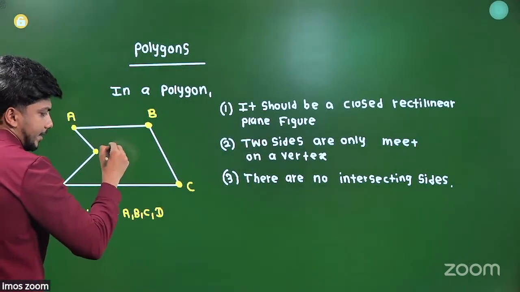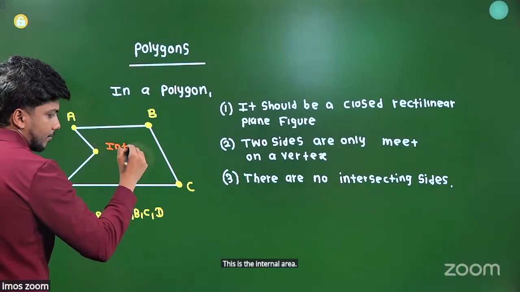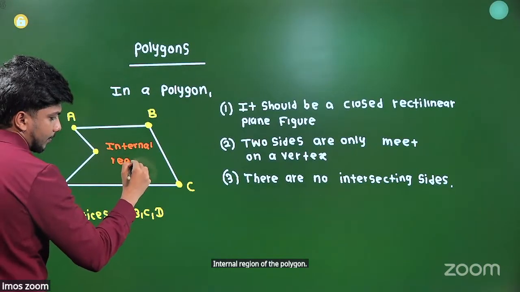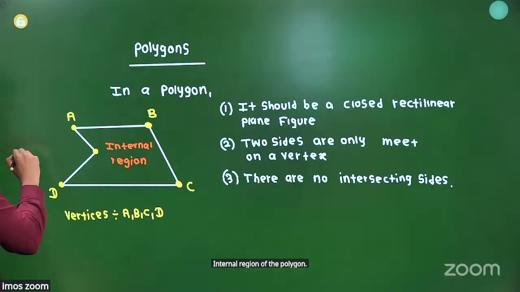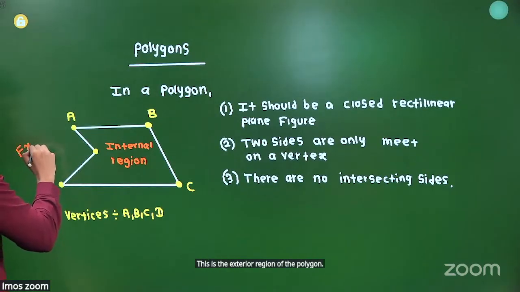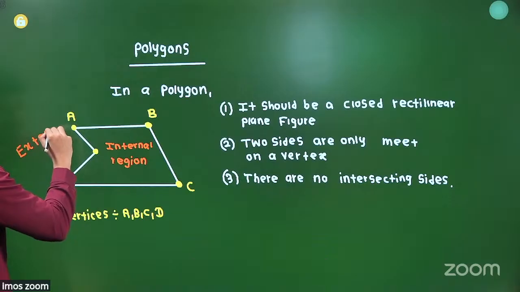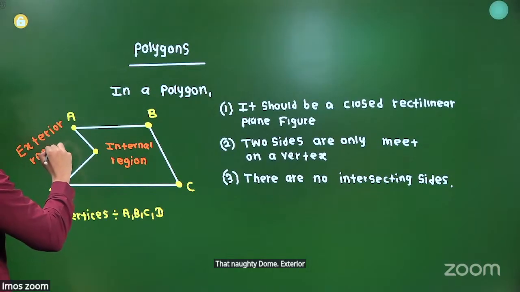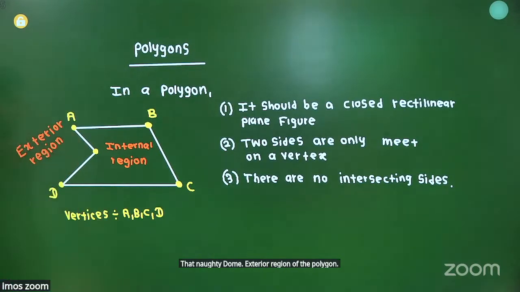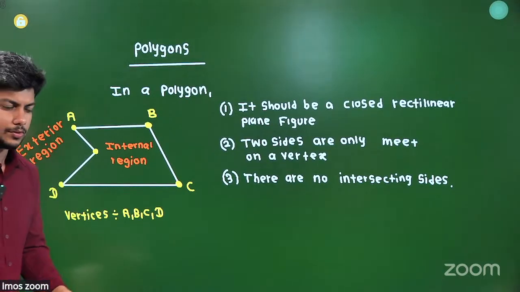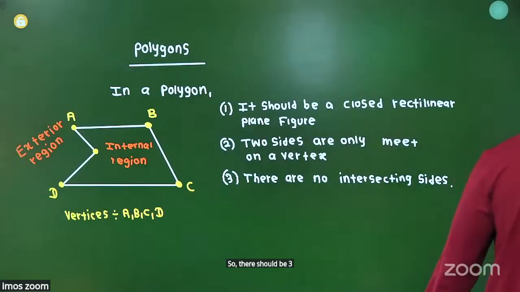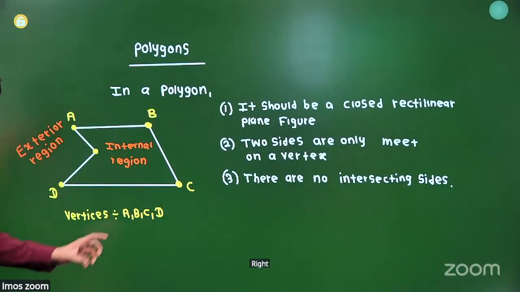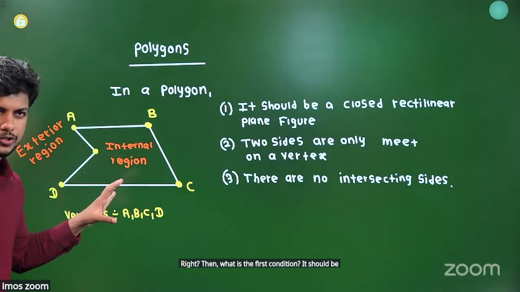This is the internal area, the internal region of the polygon. This is the exterior region of the polygon. Note it down. Exterior region of the polygon. So there should be three conditions in order to become a polygon. Then what is the first condition? It should be a closed rectilinear plane figure.